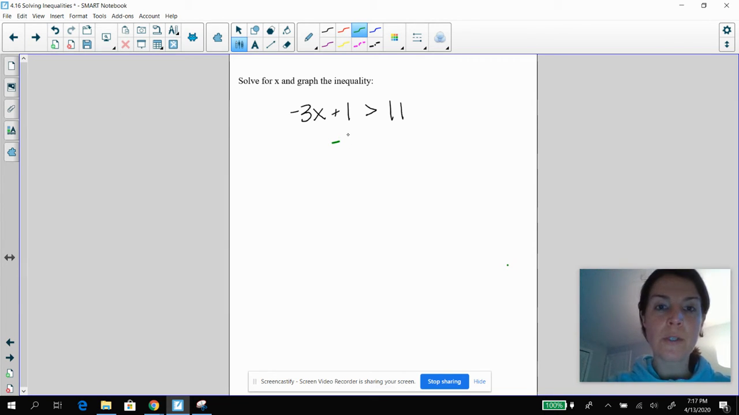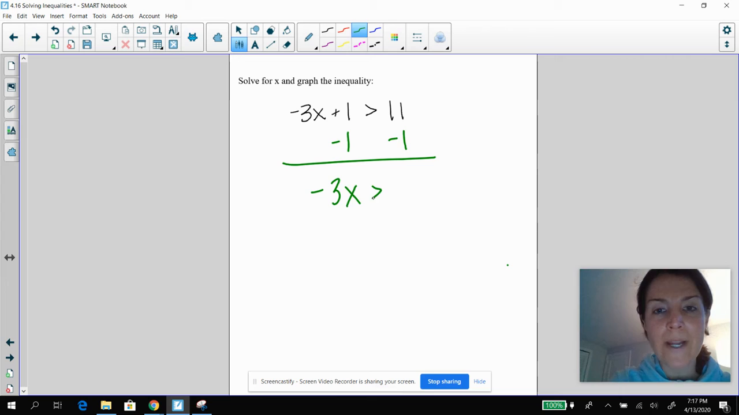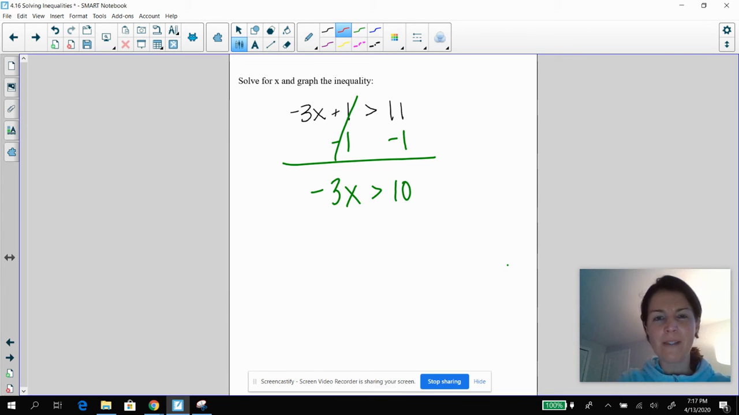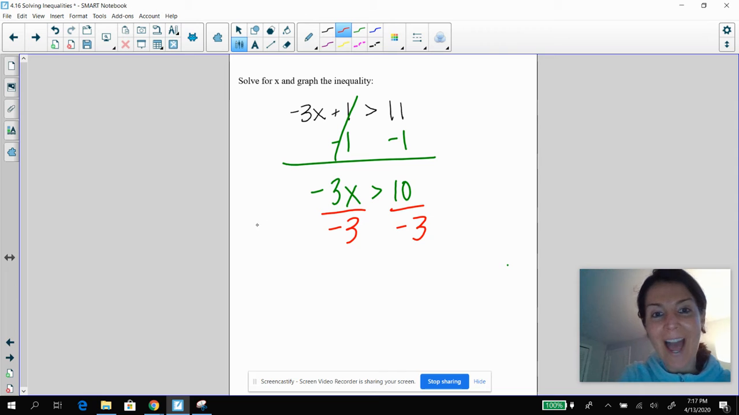So I'm going to subtract 1 from both sides, and I'm left with -3x is greater than 10. A little messy, but it's not, I promise. Watch. I'm going to divide the left-hand side by -3. I'm going to divide the right-hand side by -3. I have just divided by a negative number.